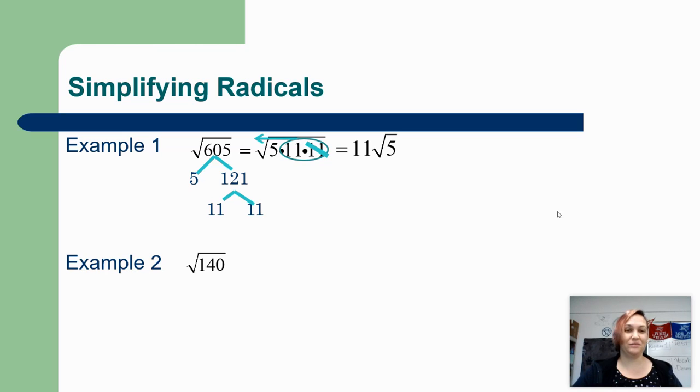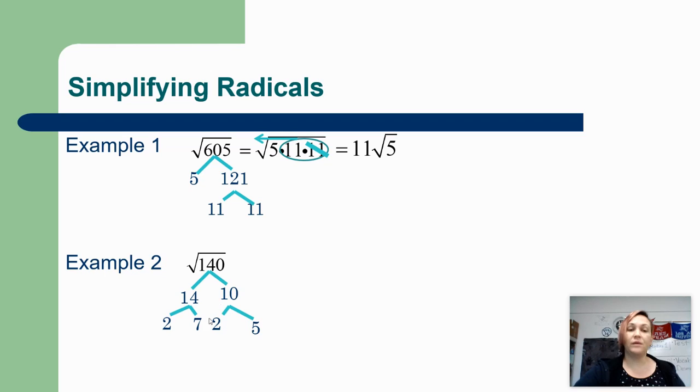Let's try another one. So here I have the square root of 140. Now, as far as doing the prime factorization tree, it doesn't matter what numbers you start with because you're going to end with all the same prime numbers when you're done. So 140, my first instinct is to go 10, so 10 and 14. Neither of those are prime, so I am going to break them down a little bit more. So 2 and 7 for 14 and 2 and 5 for 10.